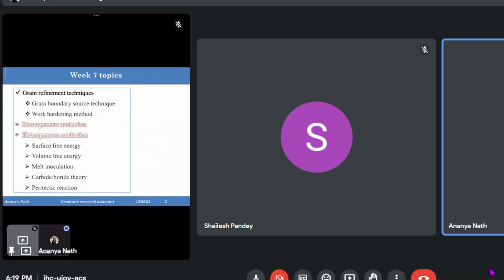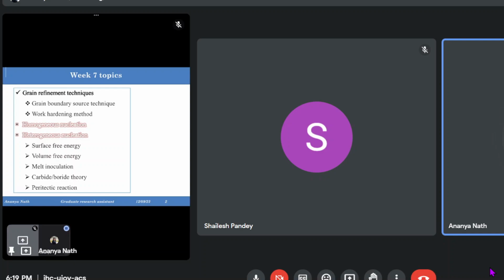The grain refinement techniques, under which the grain boundary source technique and Hall-Petch hardening method were discussed. The next two topics were homogeneous and heterogeneous nucleation. After that, or under those topics, surface free energy, volume free energy, melt inoculation, carbide boride theory, peritectic reaction. These were some small topics which were discussed. So I'm going to go through all the topics one by one.